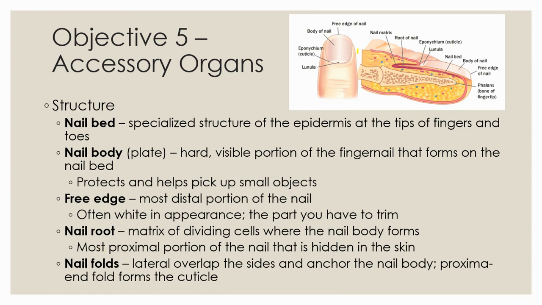And then you have some folds that are going to cover and surround that nail. You have some lateral folds that kind of overlap and hold that nail body in place. And then you have a proximal end fold right over here, and that's what forms the cuticle, which a lot of times we're familiar with because we have to trim them up.